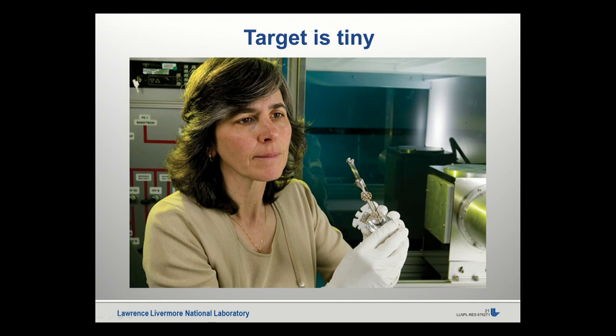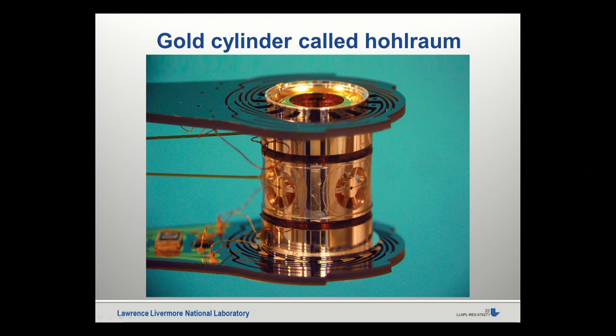But at the end of that target arm, this is what the target looks like, right? So this lady is looking at it. It's the size of a pencil eraser. Zoom in a little closer. We call this thing a hohlraum. It's a gold cylinder. It's actually made out of gold.